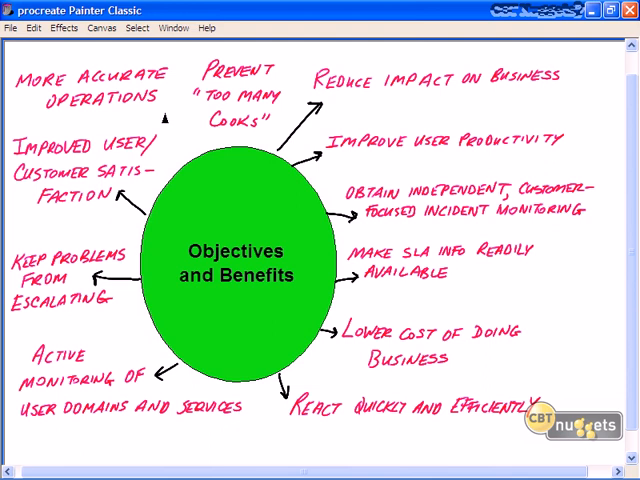We want to get more accurate operations. And one of the goals in handling an incident is to prevent the scenario of too many cooks in the kitchen. For example, training that first tier of customer support and service desk to handle as many basic fundamental incidences as possible without having to bring in other quote-unquote cooks from higher levels, higher tiers, or higher technical areas. They need to be focused on other more important infrastructure issues in IT.